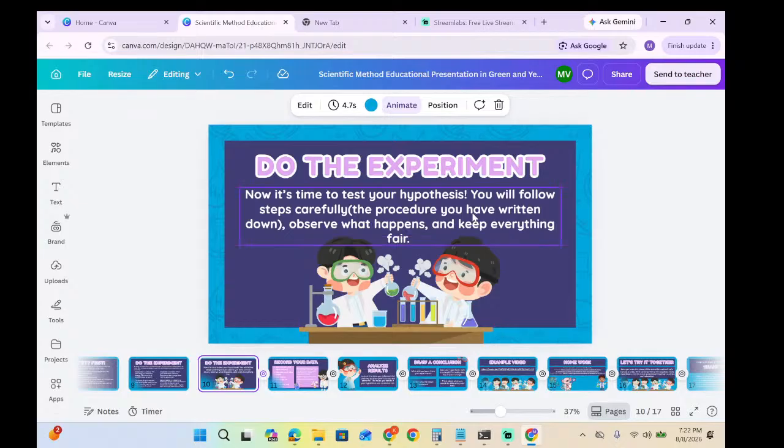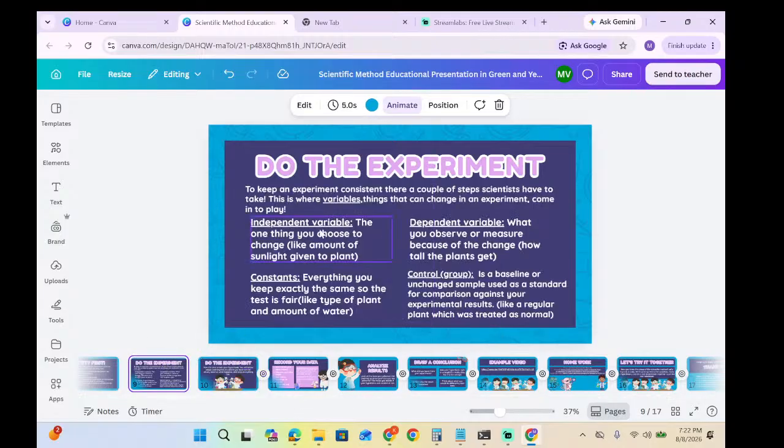So now it's time to test your hypothesis. You'll follow steps carefully, the procedure you have written down, observe what happens, and keep everything fair. I forgot to mention this, but this part of the experiment is called the method, and in the method, it's where we talk about the variables. These are the variables I talked about. The procedure, which are the step-by-step steps.